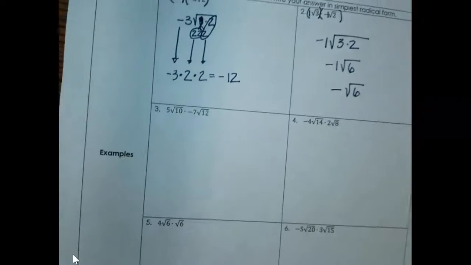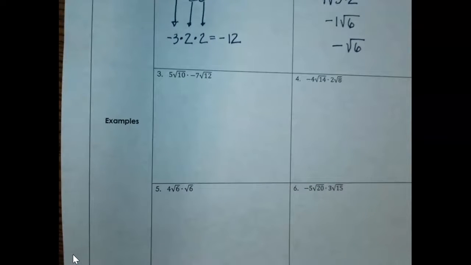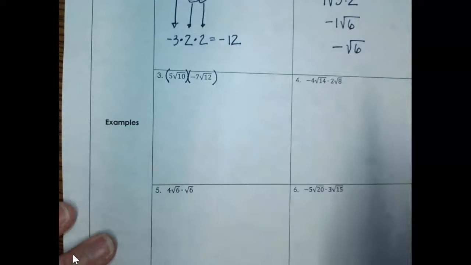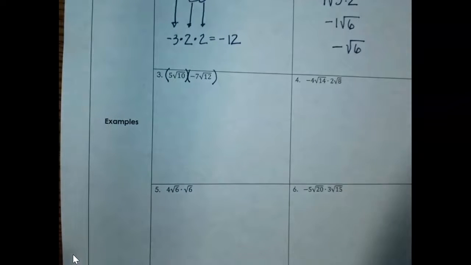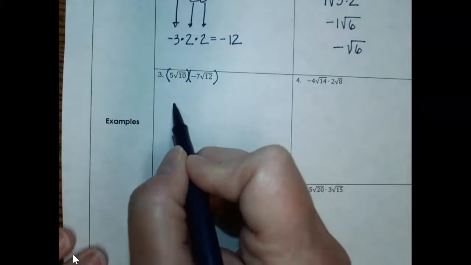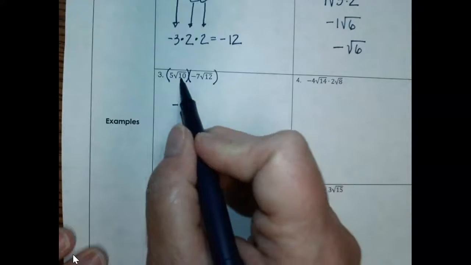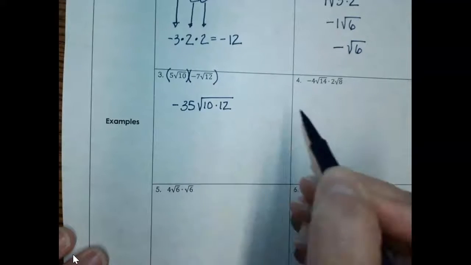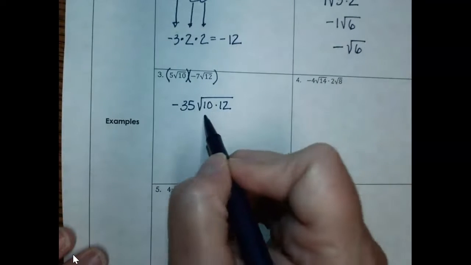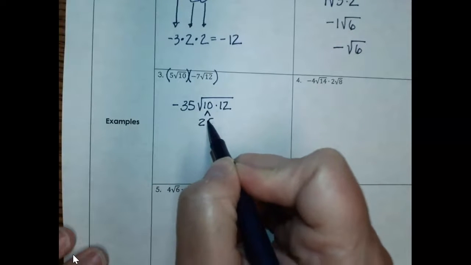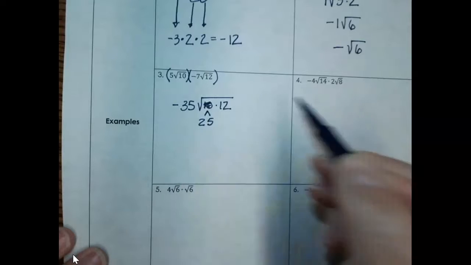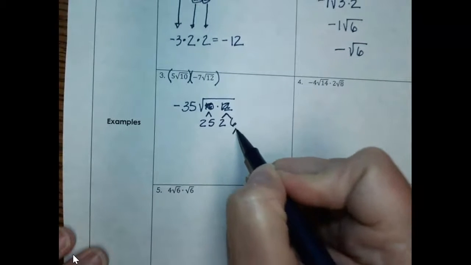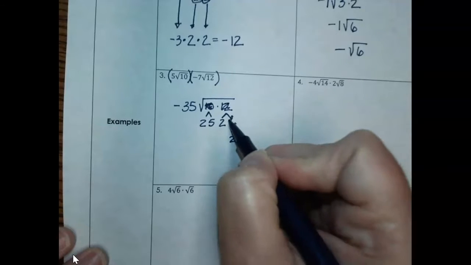Okay, let's start looking at a few more numbers together. And if it helps you, draw your parentheses around them to help you see it. Outside number to outside number, so 5 times negative 7 is negative 35. Then inside number times inside number, I'm going to do 10 times 12, and we're going to see if those two will start to break down. So 10 is 2 times 5, so we just rewrote it. 12 is 2 times 6, and 6 is 2 times 3.